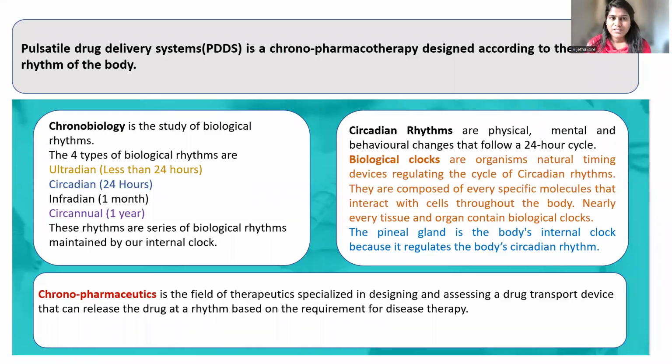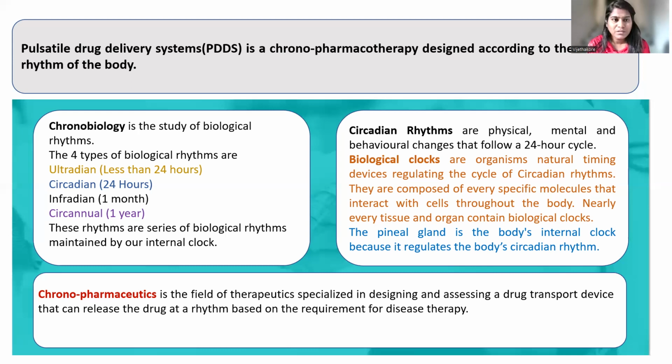So we are going to discuss pulsatile drug delivery system. So here, pulsatile drug delivery system is a chronopharmacotherapy. Chrono is time. So when the drug is required for the body, in which time period the drug is required, the drug will be released in that period in a particular place. And here, pulsatile drug delivery system follows circadian rhythm of the body and it delivers the drug in a right place, in a right time, in a right dose.